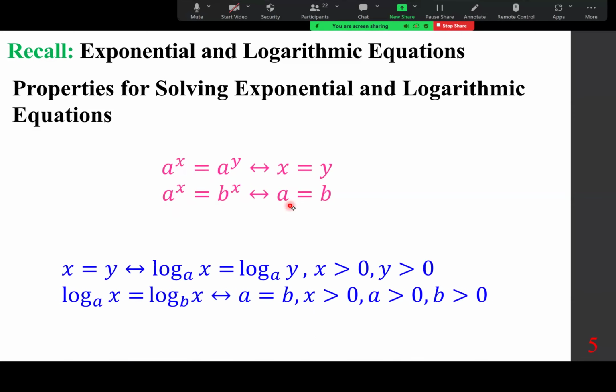Same thing happens with log. If x equals y, log x base a and log y base a are the same. Of course, x and y must be positive because the arguments are always positive. If log x base a and log x base b are the same, then the bases a and b must be the same. Again, x, a, and b are all positive.